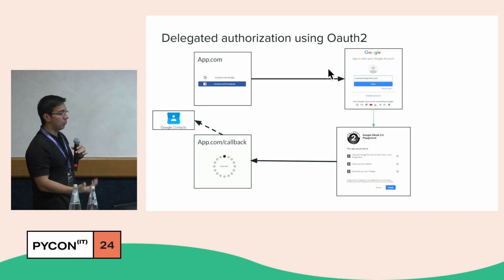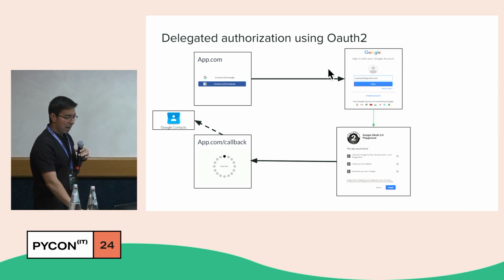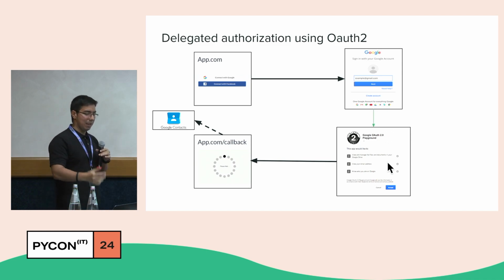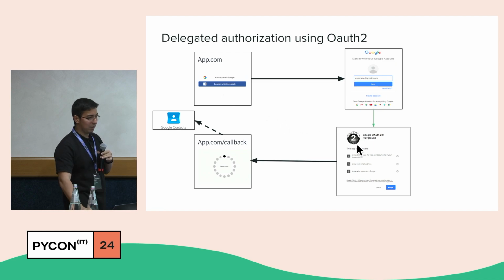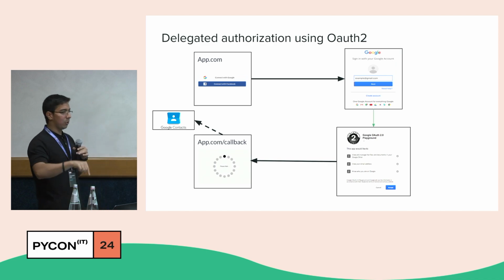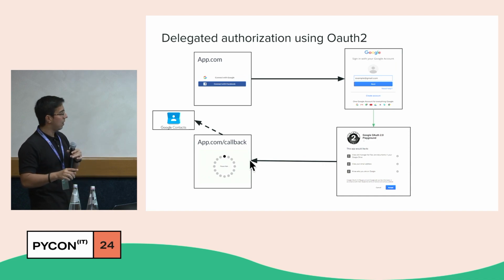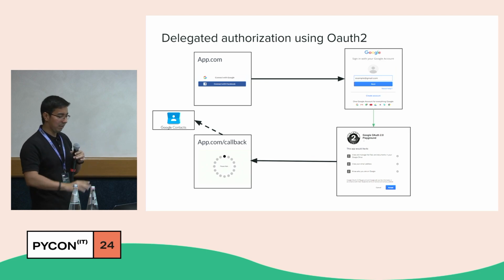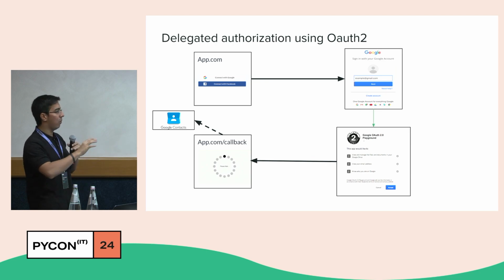Then the user puts the username and the password, and then they see another view, which states, okay, the application wants to access these specific resources, or they want to access your contacts. And then the user clicks consent or approve. And then it goes back, and the application does what it needs to do, and then they can access the Google contacts directly. Okay? This is the general flow of how OAuth works.